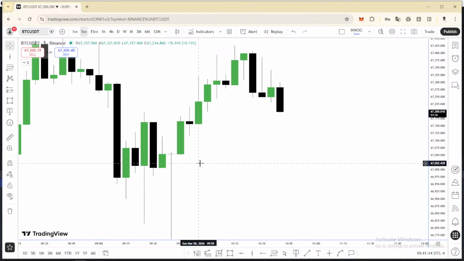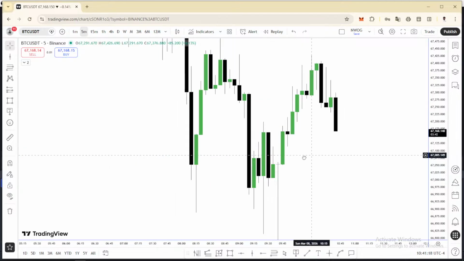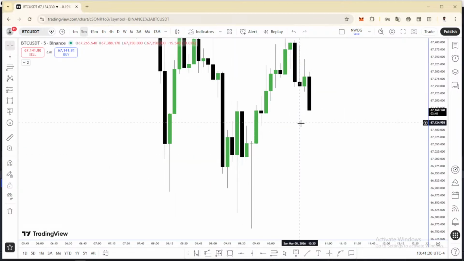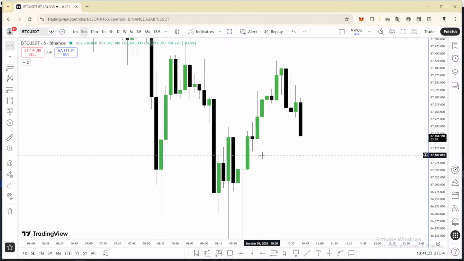So what do we do? What do we do in our approach in trying to understand the flow of the market in terms of vibration? What do we do? We begin our counts on this exact candle.